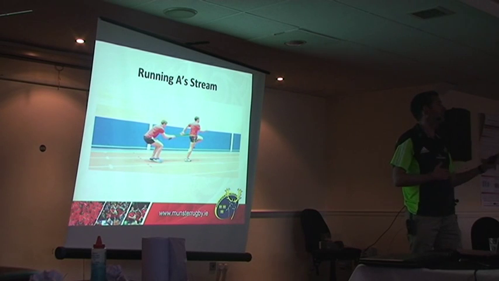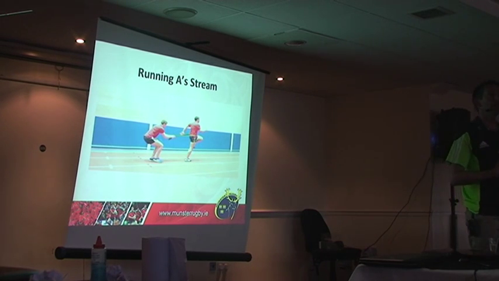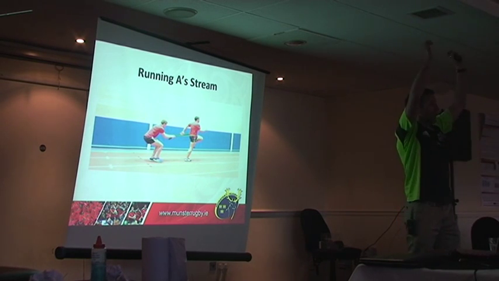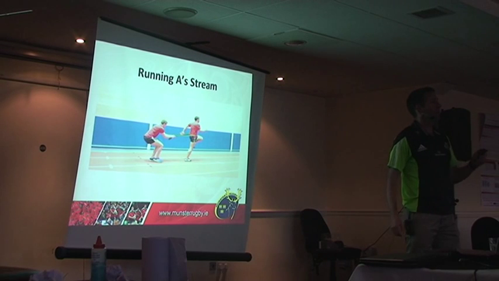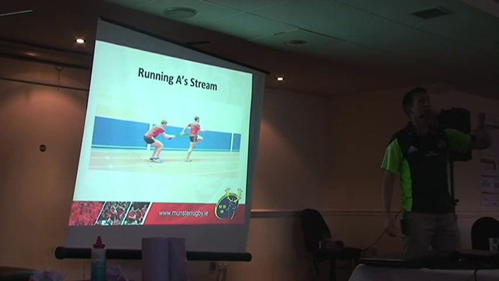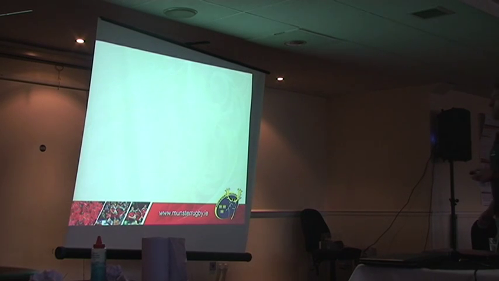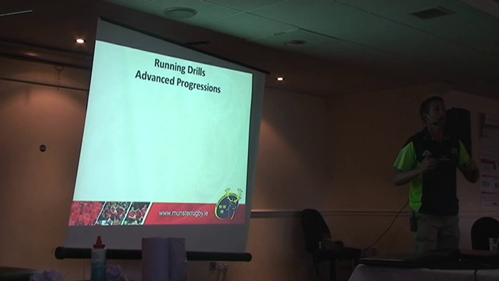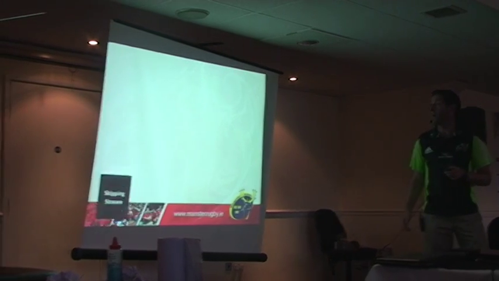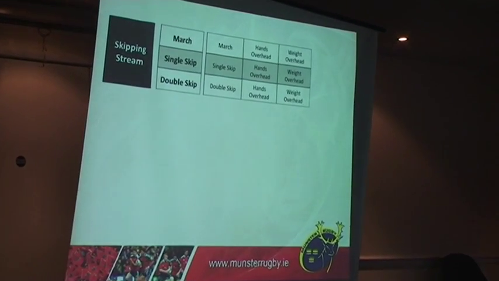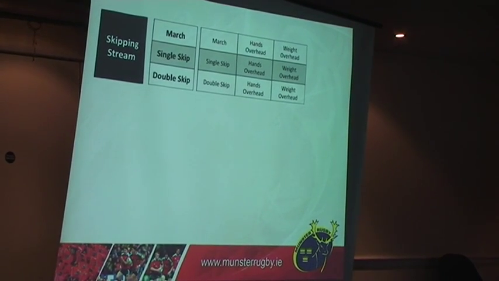So, for example, in a macro cycle, we could use a month of regular A's, a month of hands overhead, and then, for example, we'd progress to ball overhead. Just progressing month by month, giving you a bit of variety, giving you a bit of freshness into the system. Here are just some more examples of how we progress a lot of these running drills. So the skipping stream, by and large, you're going to have hands overhead and a weighted implement overhead.